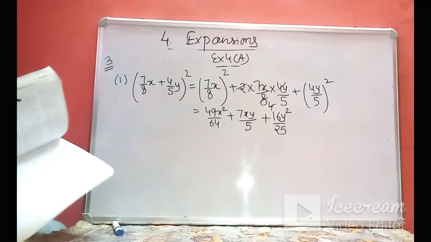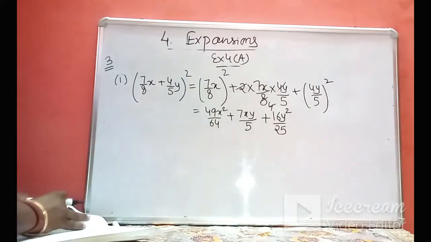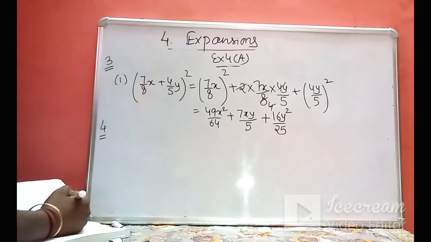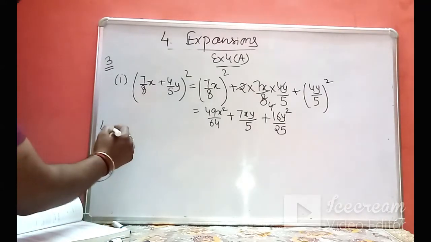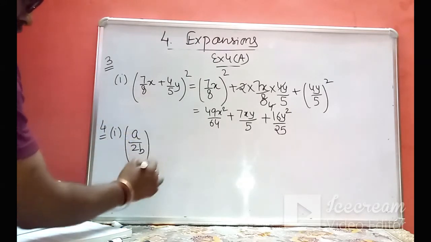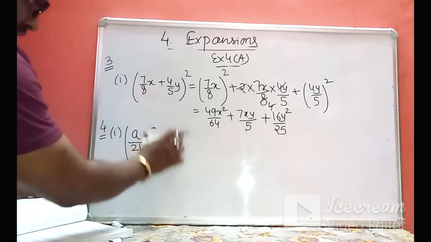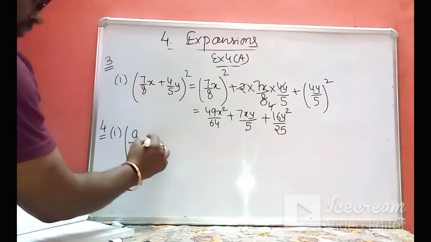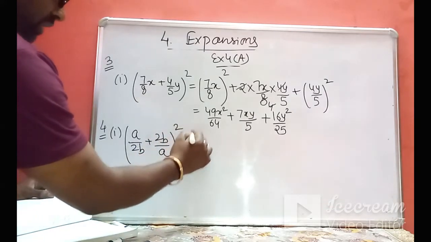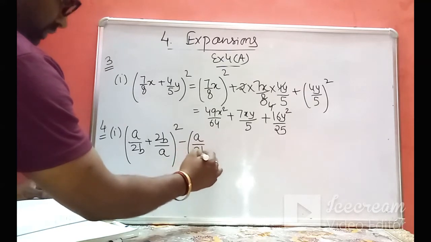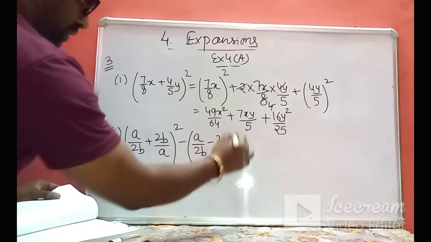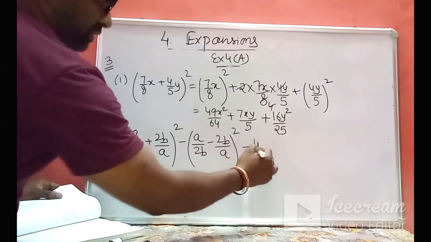Okay. Then in question number 4, in this we have to evaluate (a upon 2b plus 2b upon a) whole square minus (a upon 2b minus 2b upon a) whole square minus 4.